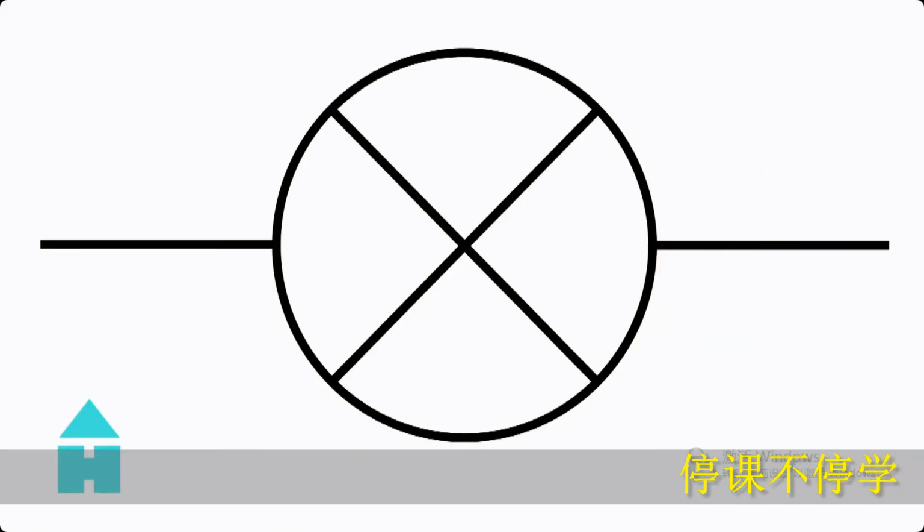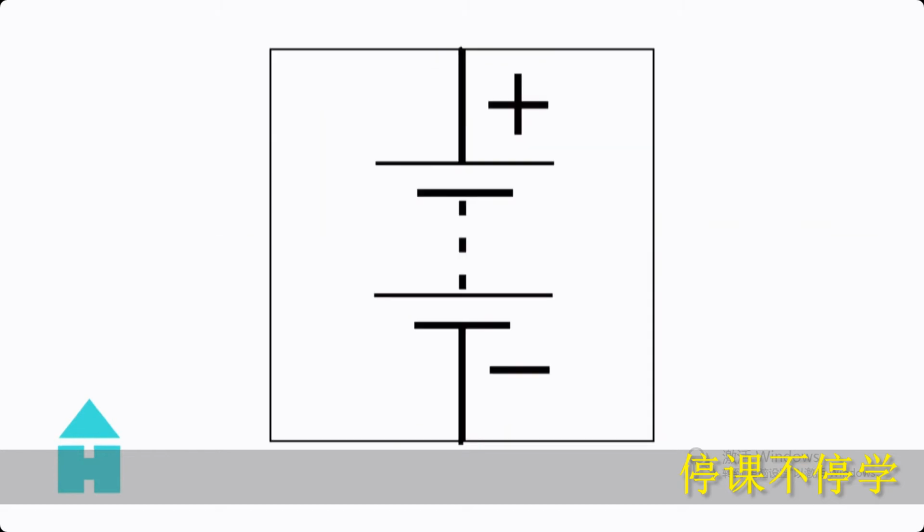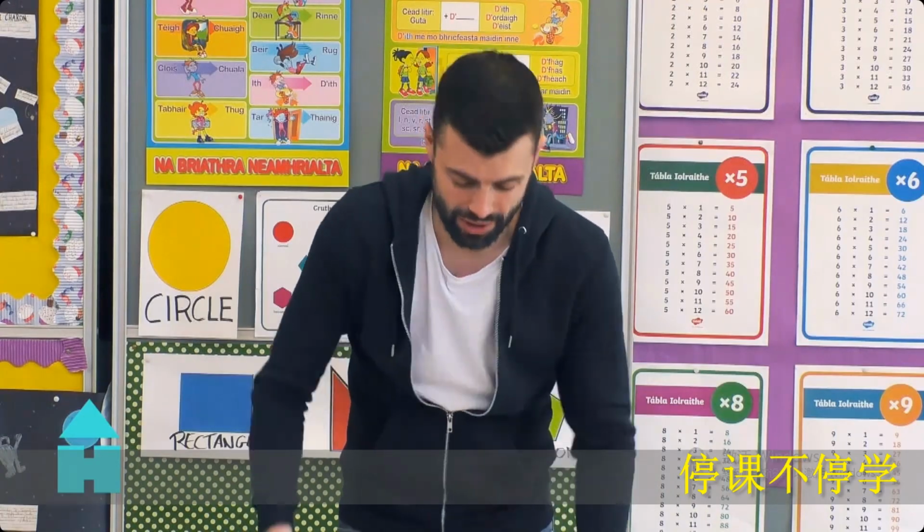Wow, that looks really easy to draw. That's the symbol of a bulb. It's just a circle with an X going through it. Let's have a look at our next symbol. This is the battery. I know because I can see the positive symbol and the negative symbol. That's a little trickier to draw, but it's still quite simple. And last but not least, we have the wire, which is just a line. Well, that's pretty straightforward.